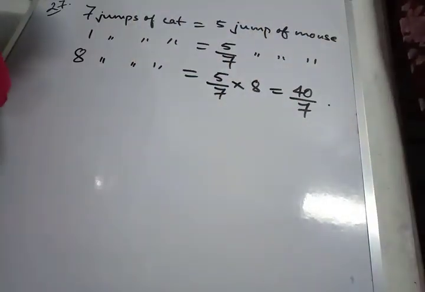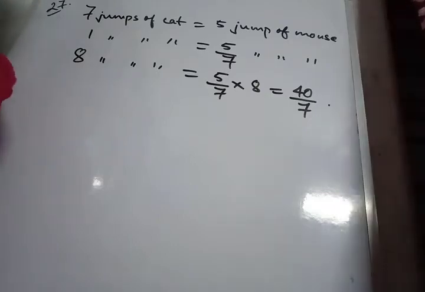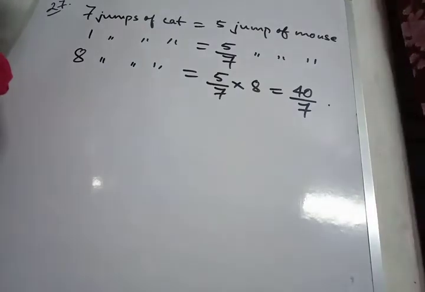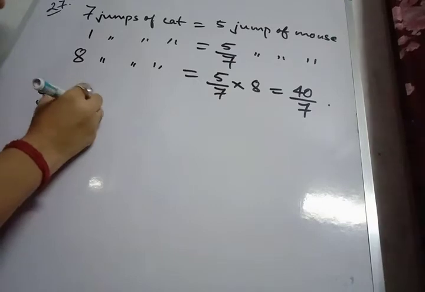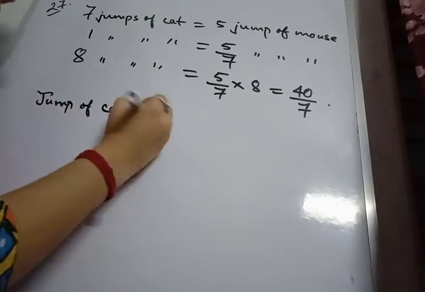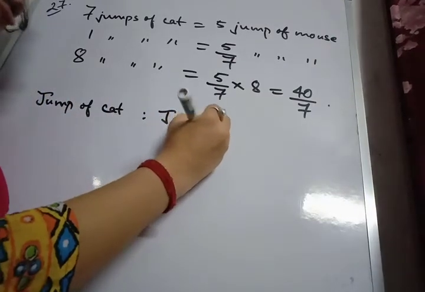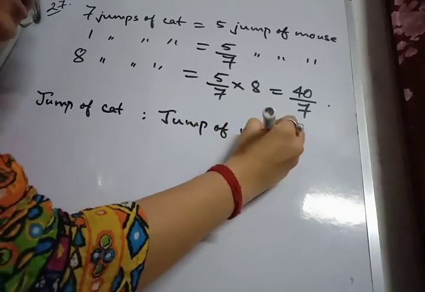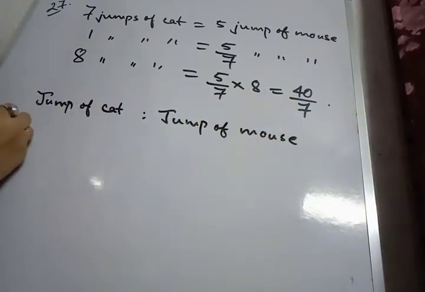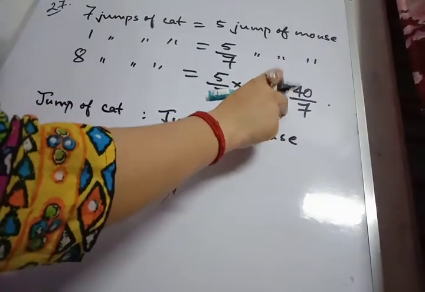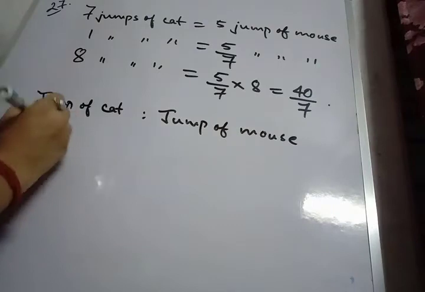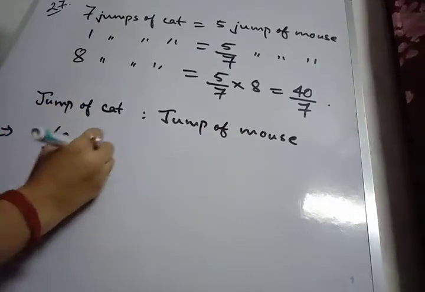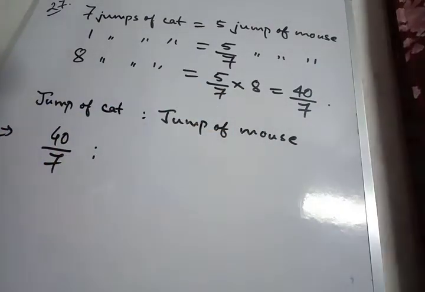Now in the question we have to calculate the ratio of the speed of the cat and the mouse. Ratio of the speed means the jumps made by the cat and the jumps made by the mouse. So jump of cat is to jump of mouse. This we have to calculate. That is only the ratio of the speed. Now this 40 by 7 is jump of a cat with respect to jump of a mouse. And jump of a mouse is given in the question as 6.